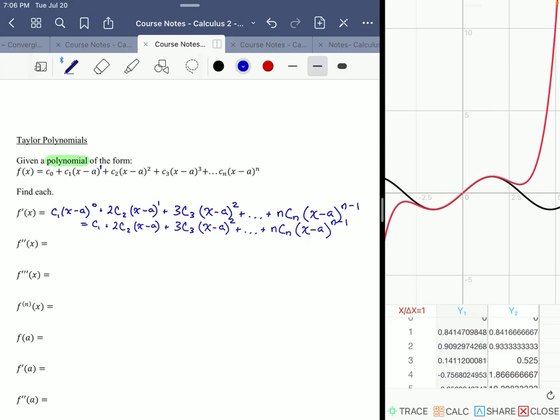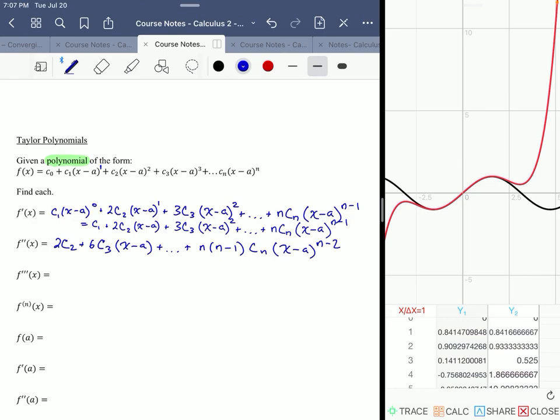Again, we have the assumption of a power of 1, so we're looking at 2c sub 2 times x minus a to the 0th power, which makes that irrelevant because that's going to go to a 1, plus 6c sub 3 times x minus a to the 1st power, and on and on until you get to plus dot dot dot, n times n minus 1 c sub n times x minus a to the n minus 2 power. All right, so let's do it again.